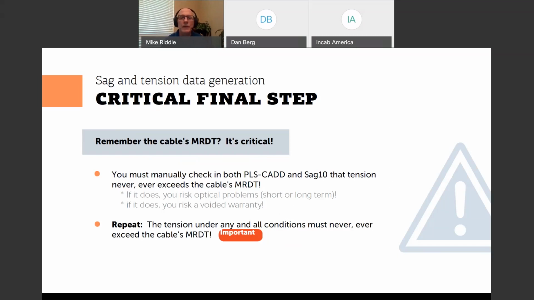So you need to check that. And again, I can't overemphasize this point. The tension under any and all conditions must never, ever exceed the cable's maximum rated design tension. Please check it.